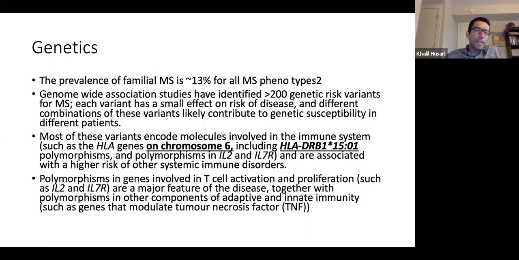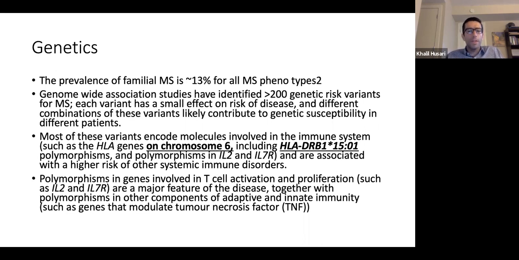Now, genetics: familial MS is very rare, less than 13% of all MS phenotypes. They have identified more than 200 genetic risk variants for multiple sclerosis. Most of these are on chromosome 6, and the biggest one, which is usually on the exams, is HLA-DRB1*1501. So if you remember this and put it on the test, you get the question right. This is usually on the boards.